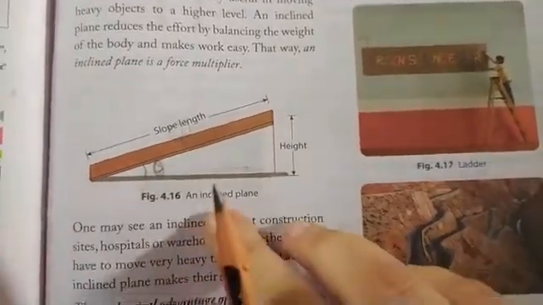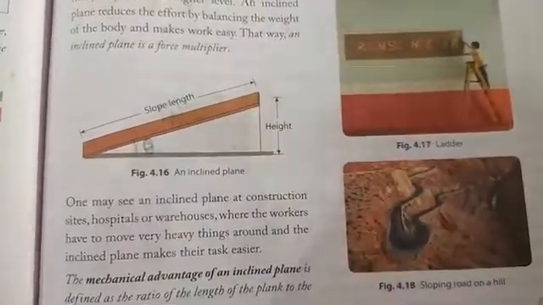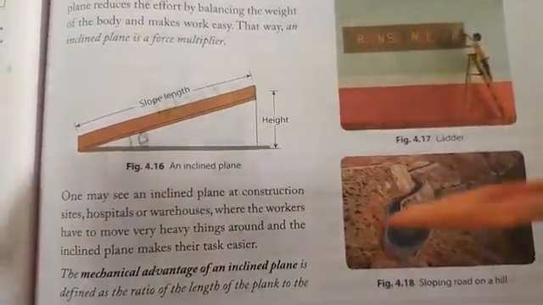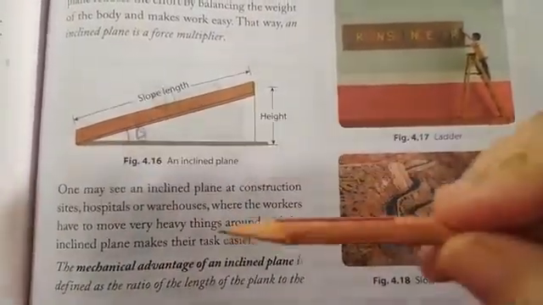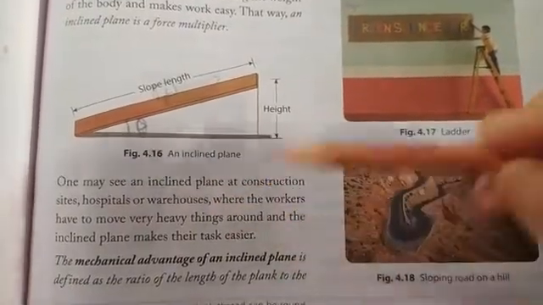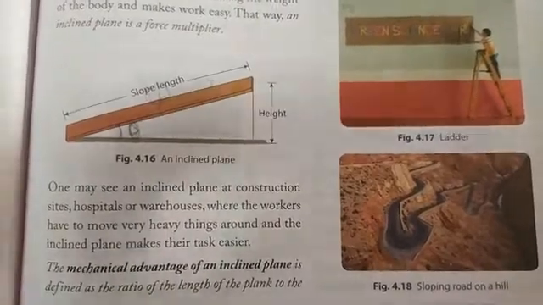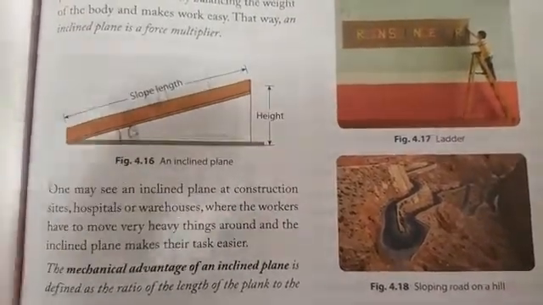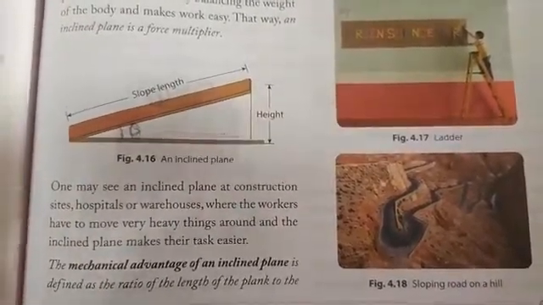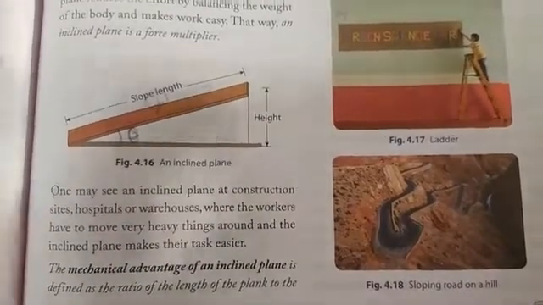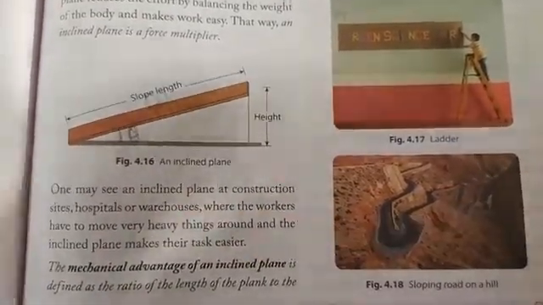Next, we see the inclined plane at construction sites, hospitals and warehouses. Warehouses are the godowns where we can see these inclined planes, where the workers have to move very heavy things around at hospitals, construction sites and warehouses. And the inclined plane makes their task easier.